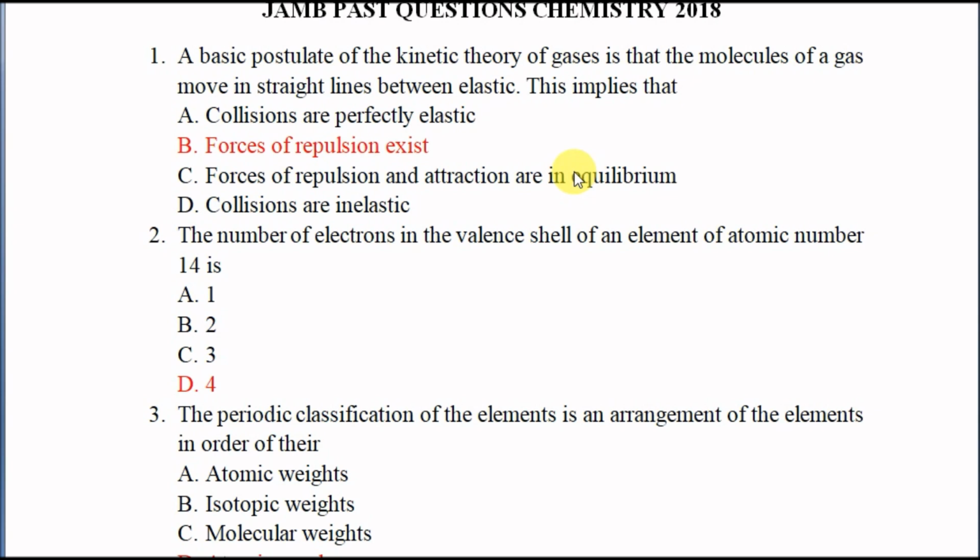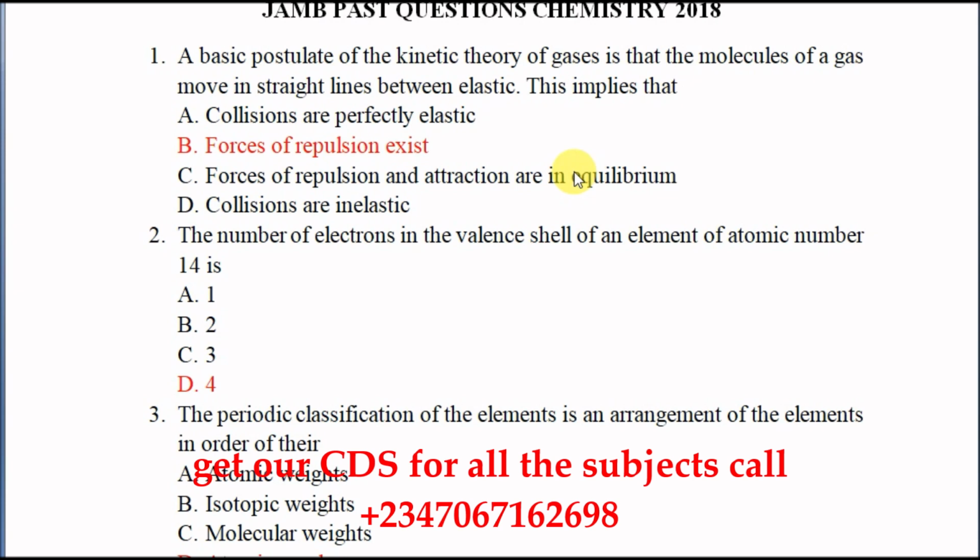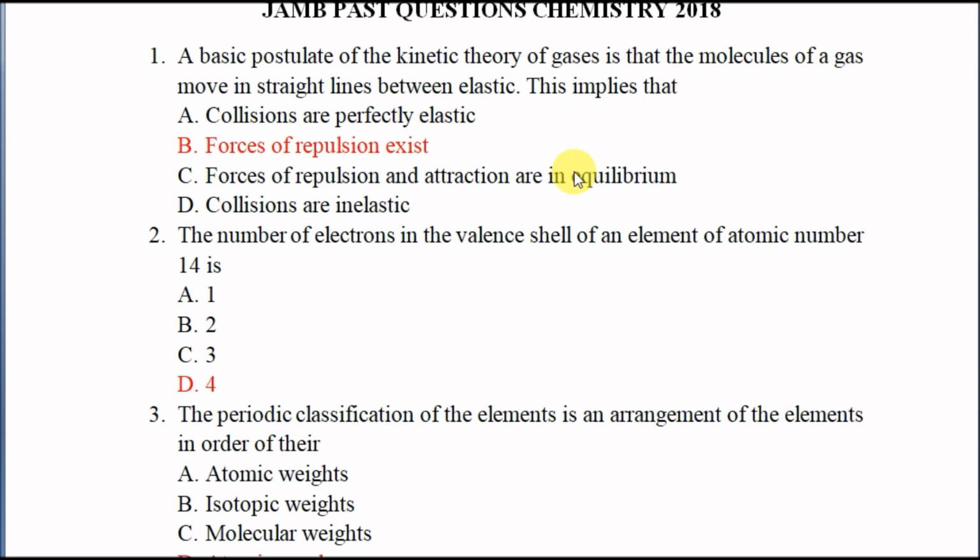Number two, the number of electrons in the valence shell of an element of atomic number 14 is A. 1, B. 2, C. 3, D. 4. The answer is 4. Why is the answer 4?